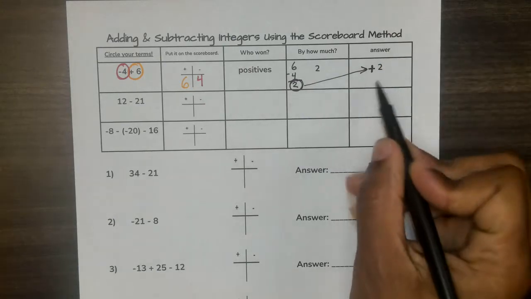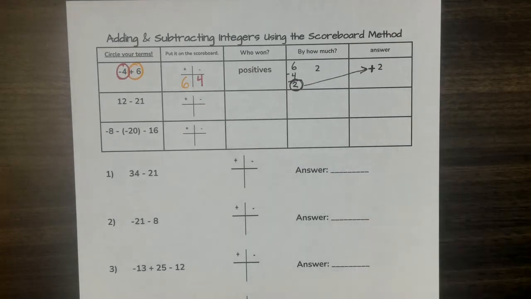Whatever team won, that's technically the sign you use. But as we discussed in our previous video, for all positive numbers, we don't need to put a plus in front of the number. Only with negatives do we need to put a negative sign in front of the number.